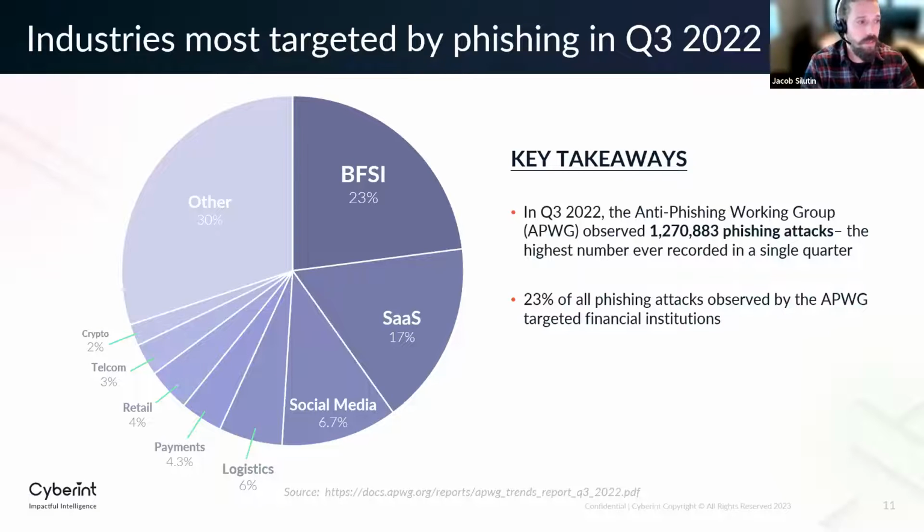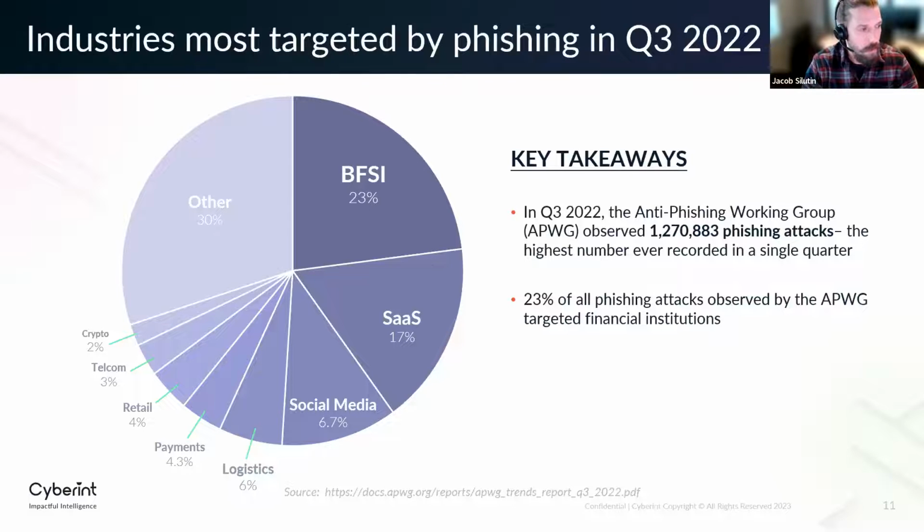So the Q3 report, which is one of their latest reports from this organization for Q3 of last year, they observed over 1 million phishing attacks. And that's the highest number ever recorded in a single quarter. So again, we see that as with everything else in the security space, everything is on the rise when it comes to attack vectors. So more phishing, more compromised credentials, more DDoS, more everything is just going up and up. So phishing is not different.